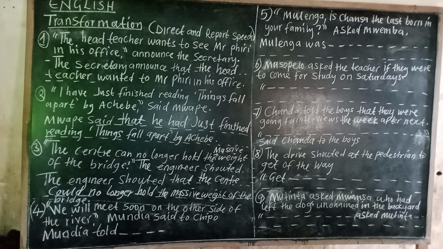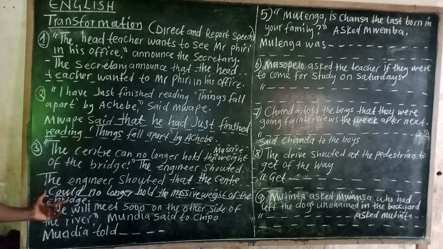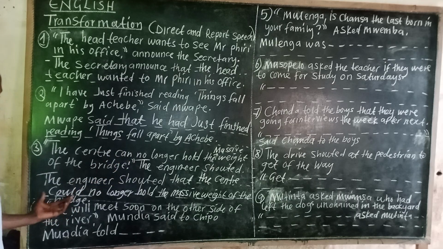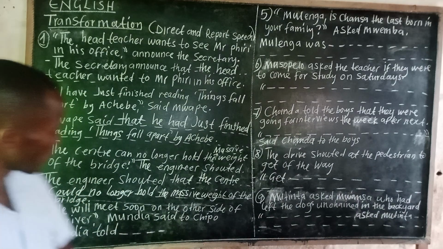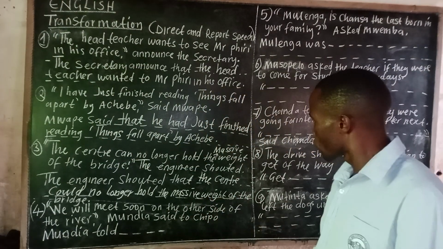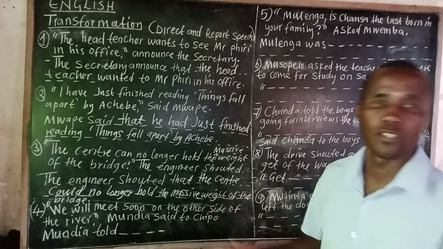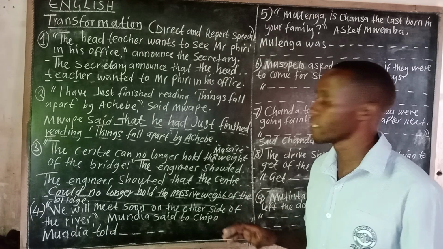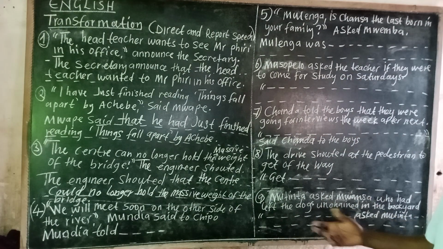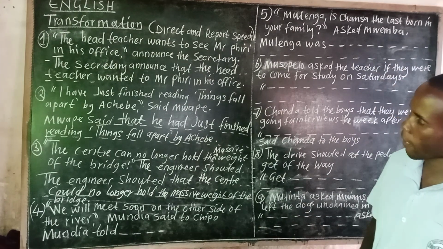The engineer shouted that the center could no longer hold the massive weight of the bridge. So here, once you change this can to could, it means everything has turned into what? Past tense. Therefore, the other word like hold will still maintain the same, okay? You can't say held there. Why? Because the could is already there, showing that the sentence is in a past tense. So you say the engineer shouted that the center could no longer hold the massive weight of the bridge. Means you have scored another mark.